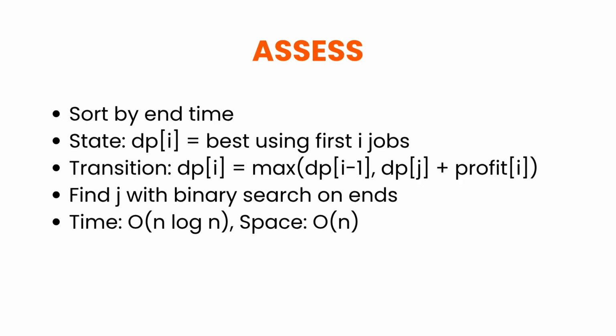For job i, find j equals the index of the last job that ends less than or equal to start[i], using bisect_right on the sorted end times. Transition: skip job i, dp[i-1]; take job i, dp[j] plus profit[i]. Then dp[i] equals max(skip, take). Complexity: O(n log n), sort plus per job binary search, space O(n).